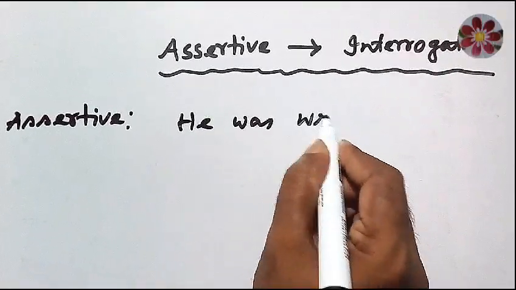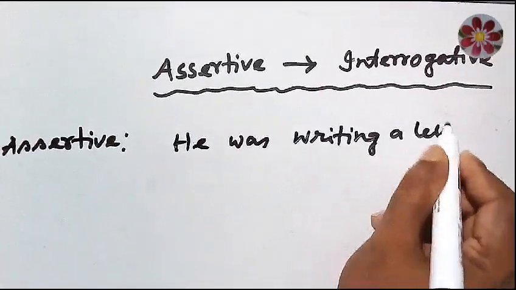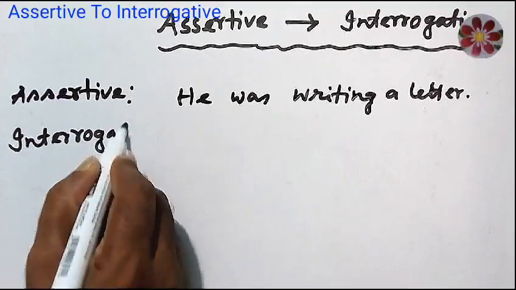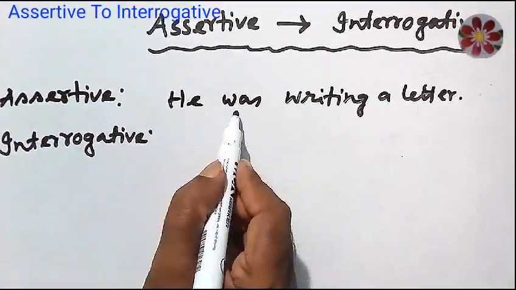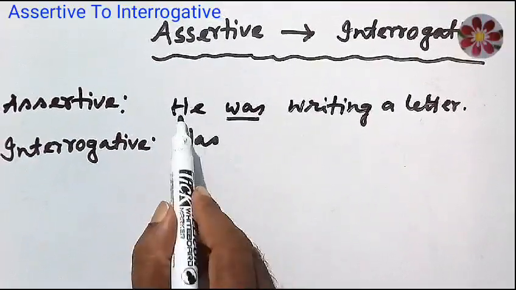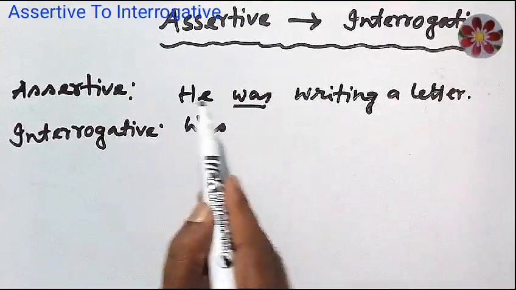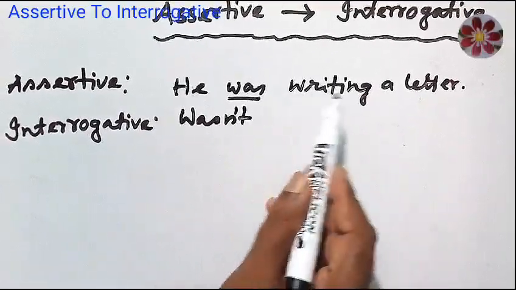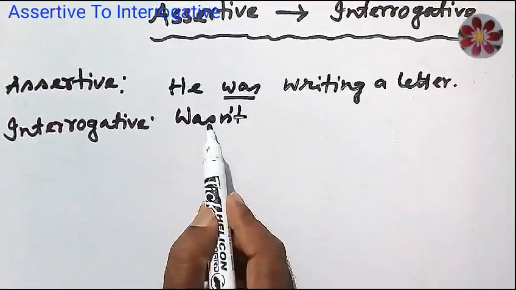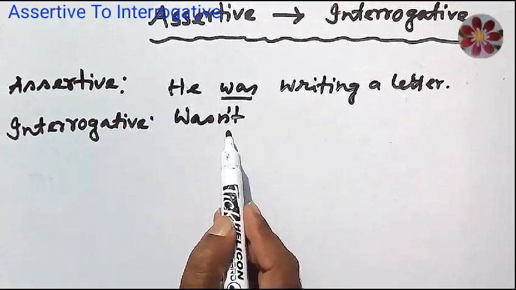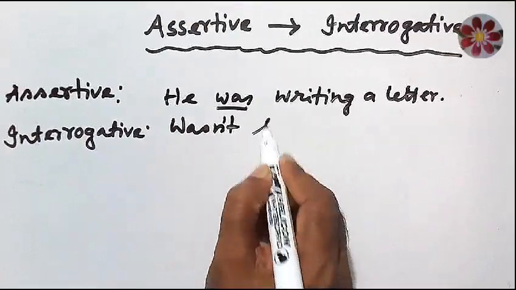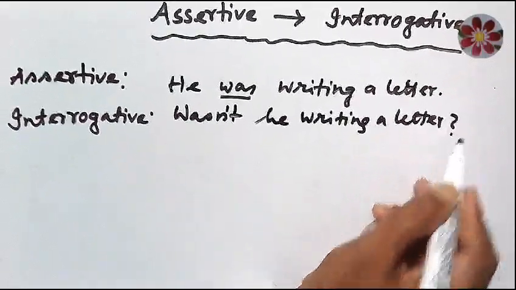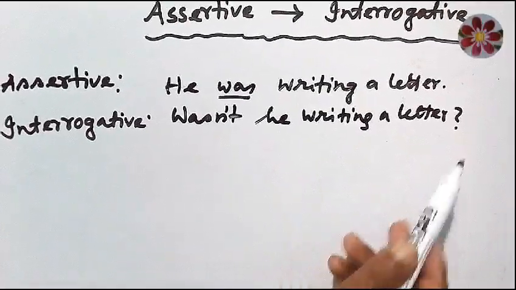He was writing a letter. In this sentence, if you want to change it into interrogative, at that time we write the auxiliary verb at the beginning of the sentence: was. If the statement is affirmative, we have to use not. As not isn't available here, after the auxiliary verb we have to use not, and was plus not becomes wasn't. Wasn't he writing a letter? After completing that sentence we have to use a note of interrogation.